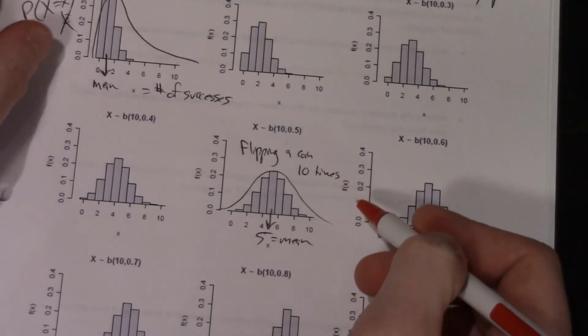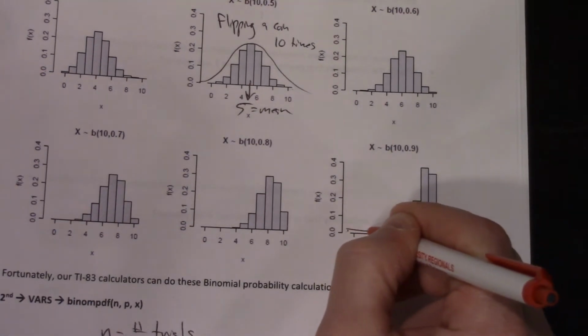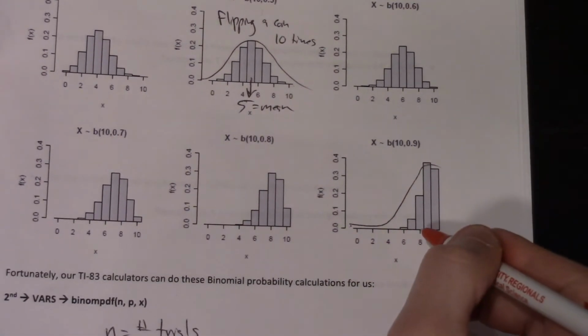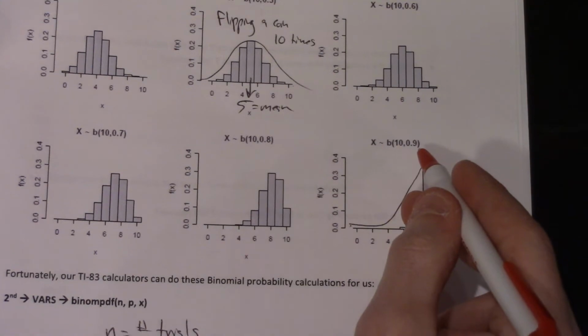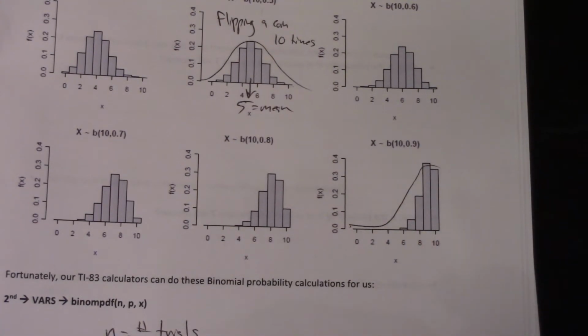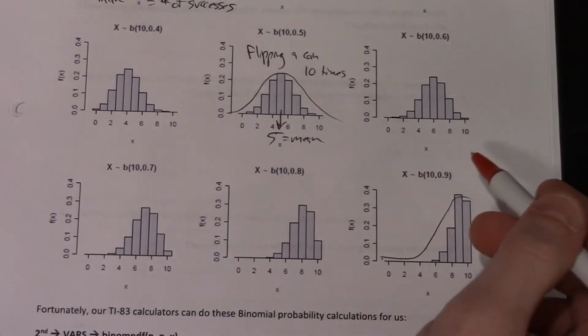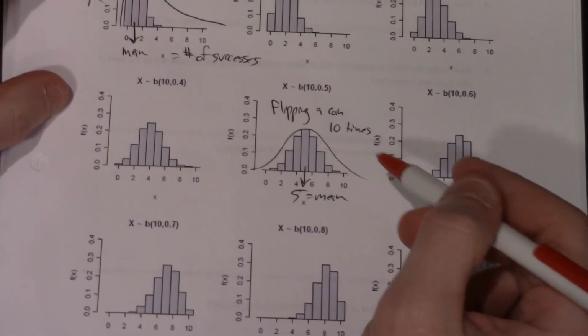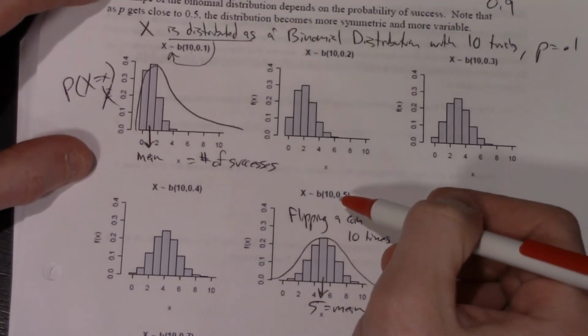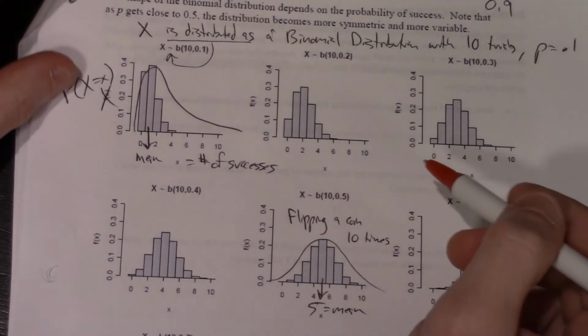And then as the probability of success keeps increasing up to 0.9, now we have a left skewed distribution. If the probability of success is large, then you would expect to see lots of successes. So the binomial distribution in general does not have a particular shape. It depends on its parameters. So it depends on n and p. So let's do an example.